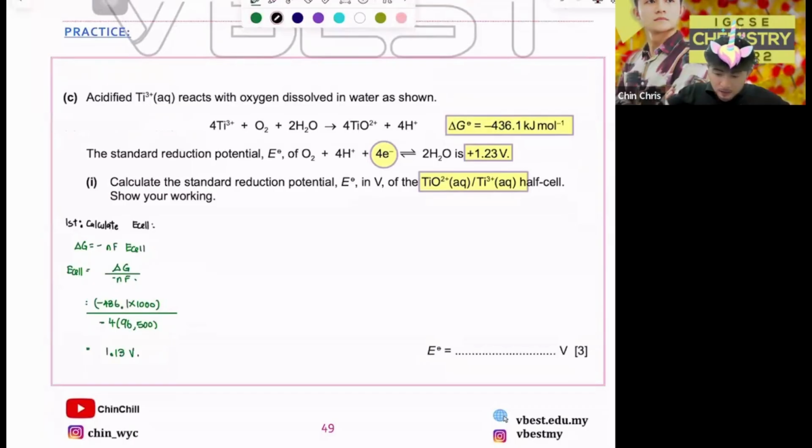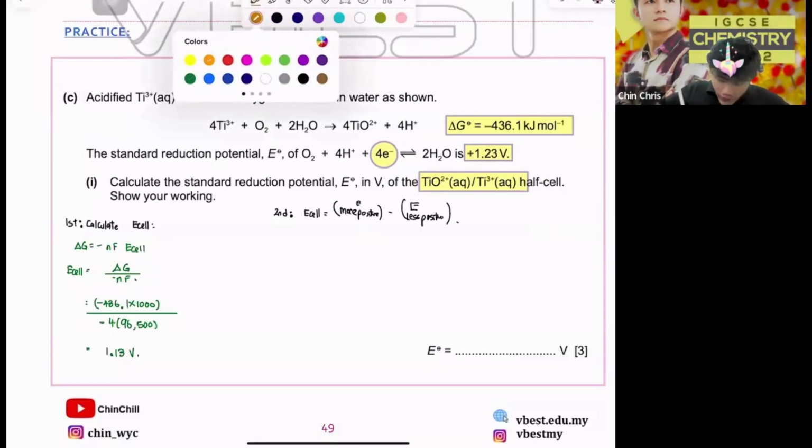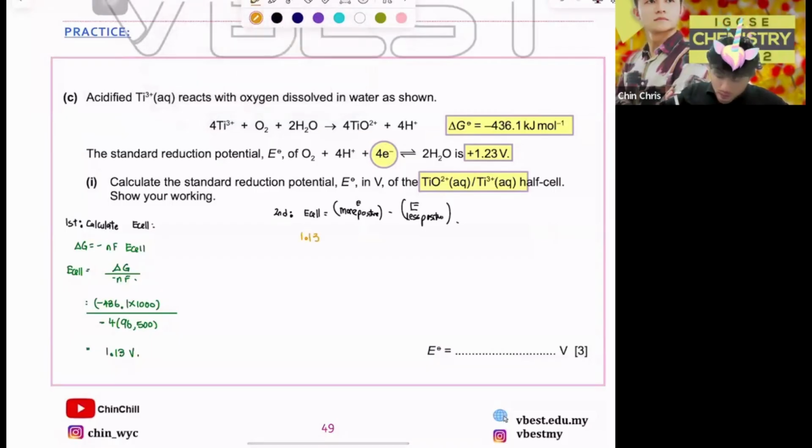All right, guys, next. They want you to find your electrode potential. My formula is E cell equals more positive minus less positive, right? Go. So I already found my E cell as 1.13. Guys, you are given a value of 1.23. So the question is where to substitute. Think about it. Is it substituting into more negative, more positive, or less positive? Which one?